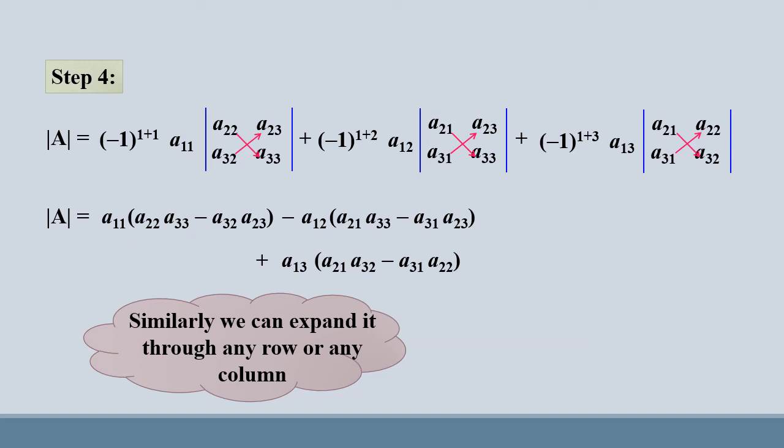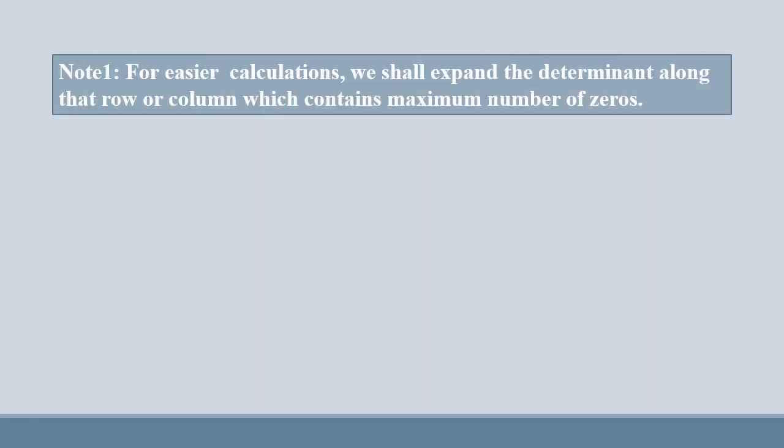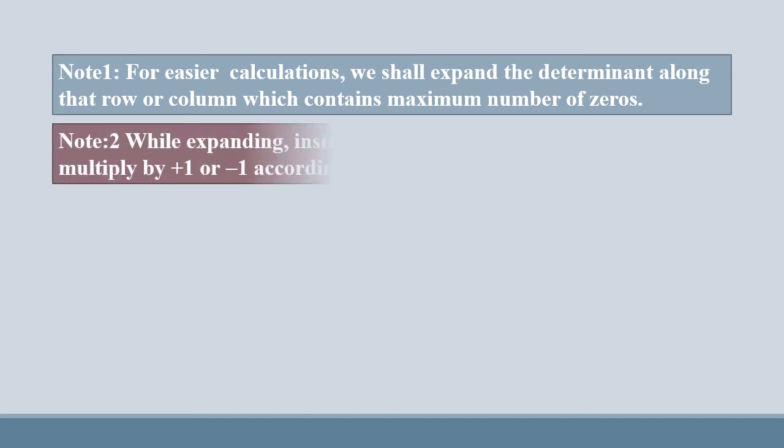So in the previous case we expanded it using R1. Now we will try to expand it using one of the others. For easier calculations, we shall expand the determinant along that row or column which contains the maximum number of zeros. So for making the calculations easier, we need to check the row or column which contains the maximum number of zeros.